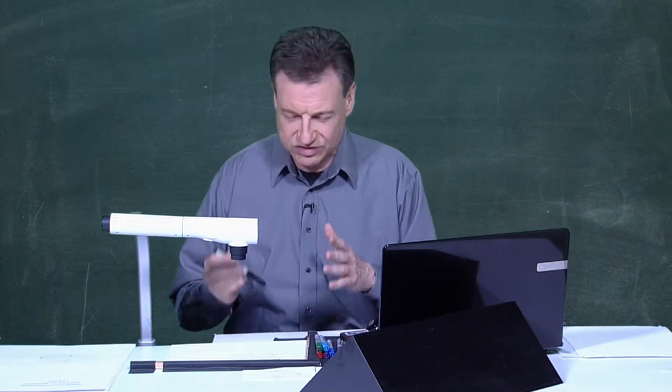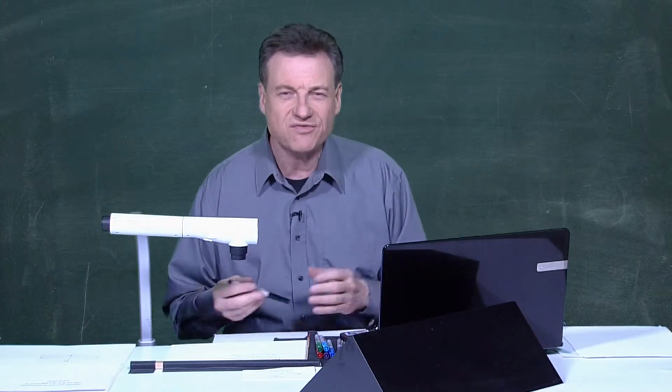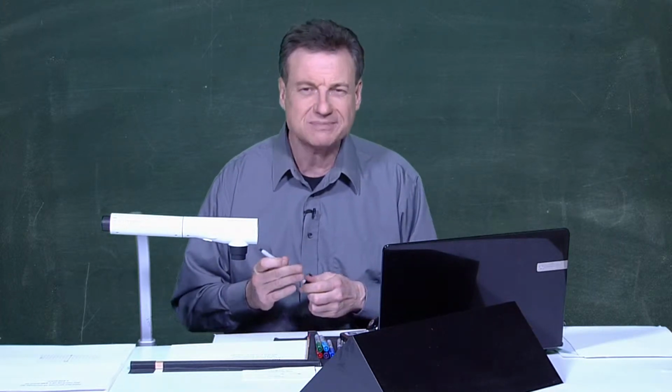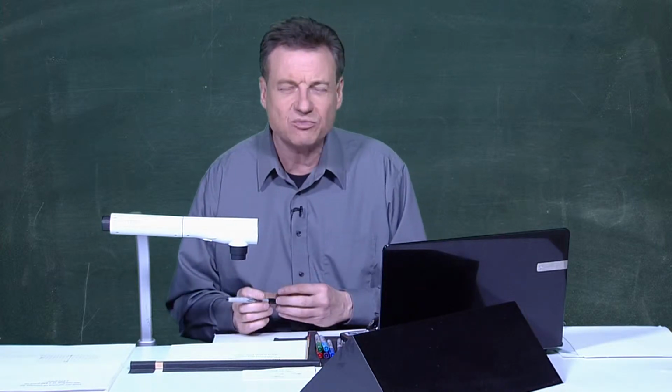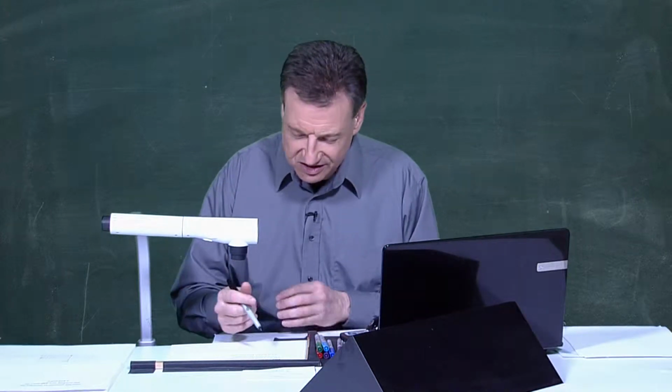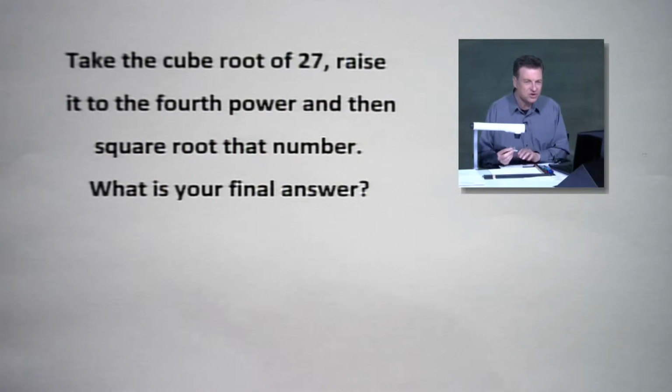What's a cube root? What's a square root? And then what's a 4th power? So good old exponents day, and also we're going to look at some radical looks, okay? So let's take a look at this problem. Let's see what we've got. It says take the cube root of 27.